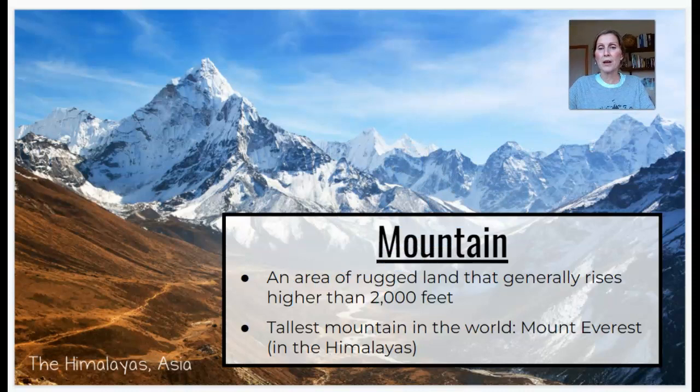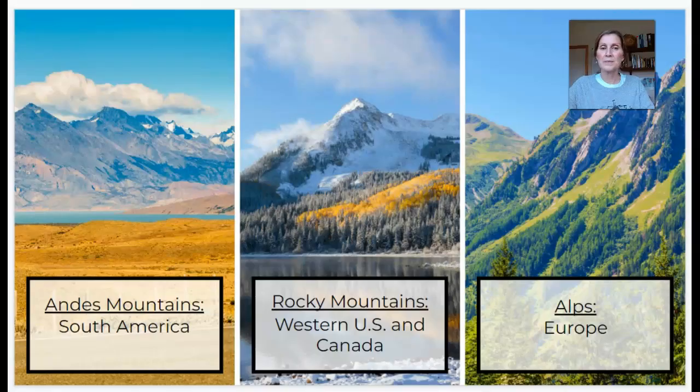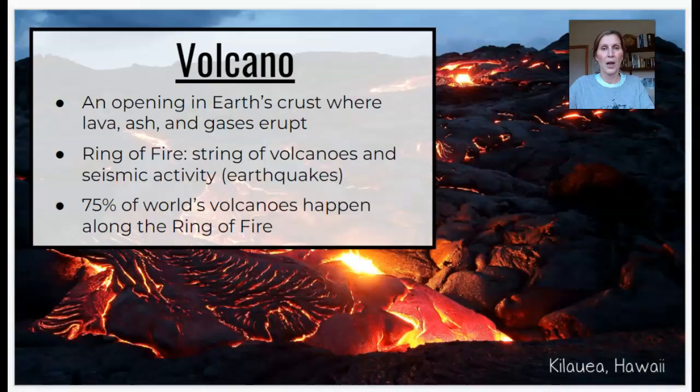A mountain is an area of rugged land that generally rises higher than 2,000 feet. The tallest mountain in the world is Mount Everest, which is in the Himalayas. Other examples are the Andes Mountains in South America, the Rocky Mountains in western US and Canada, and the Alps in Europe. A volcano is an opening in the Earth's crust where lava, ash, and gases erupt. The Ring of Fire is a string of volcanoes and seismic activity, earthquakes, and 75% of the world's volcanoes happen along the Ring of Fire.